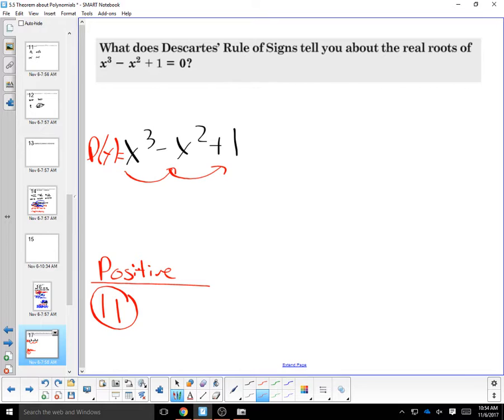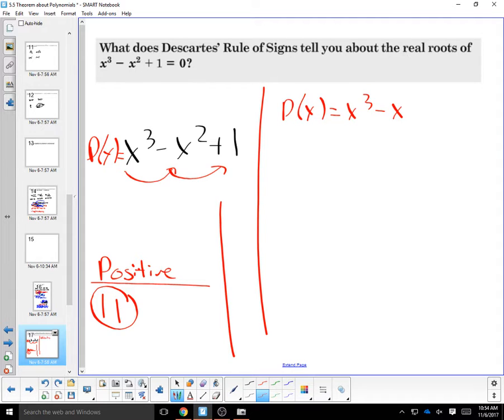2 of them. Let's go over to the polynomial again. P of x is equal to x to the third minus x squared plus 1. I know now that 2 roots are positive. That's a big bonus, isn't it? How do you find the negative roots?